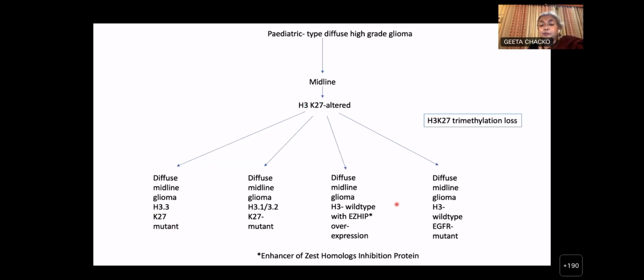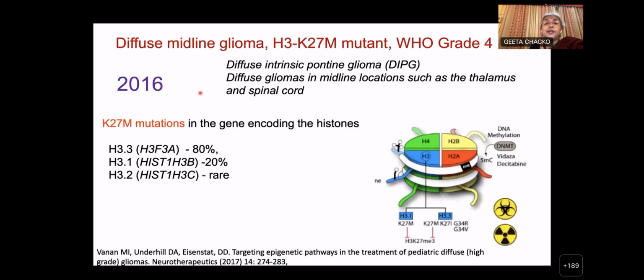Two of these will show the K27 mutation. This one shows EZHIP overexpression, and this particular tumor is EGFR mutant, and this usually occurs in those who show tumors in both thalami. Both thalamuses are involved. Now in 2016, you're right, it was called the diffuse midline H3K27 mutant tumor. In the past, these were what we called diffuse intrinsic pontine gliomas.